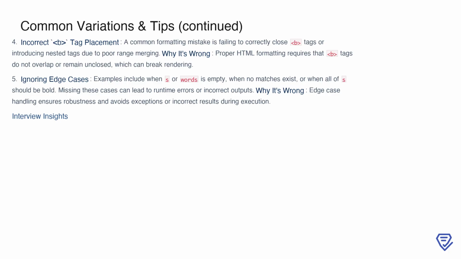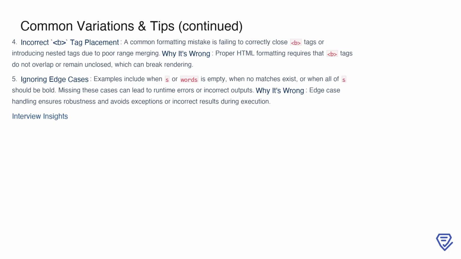Another frequent mistake involves incorrect b tag placement. If you don't carefully merge ranges, you might end up with overlapping or unclosed b tags, which can break rendering in HTML. Properly formatted tags are essential to ensure the output is valid and renders as expected.